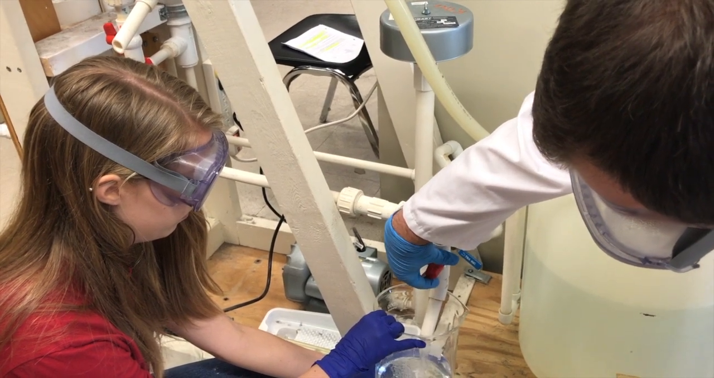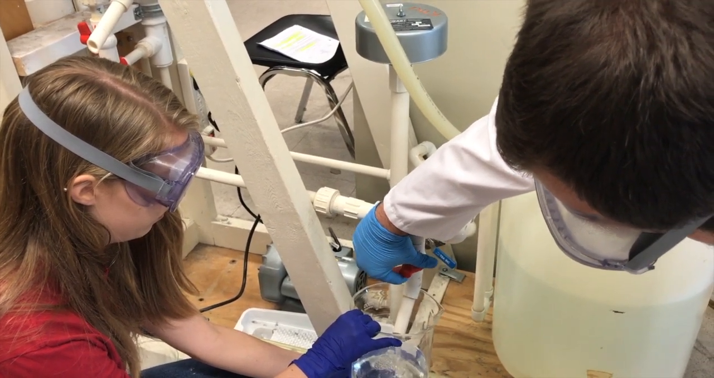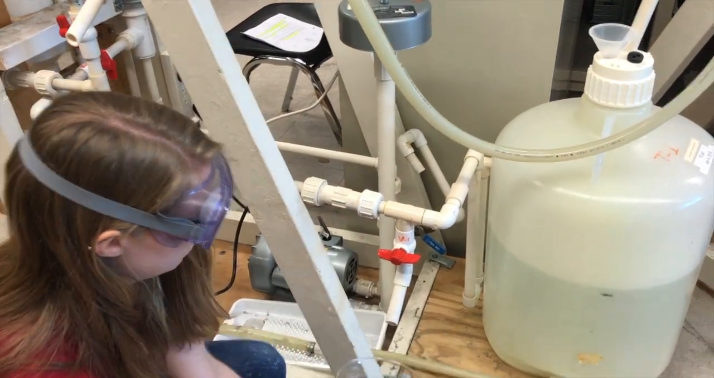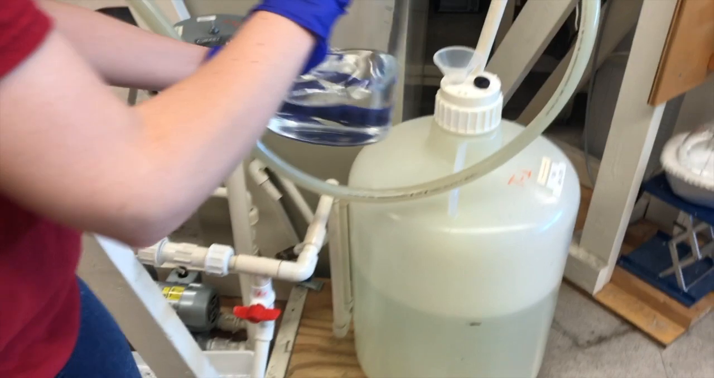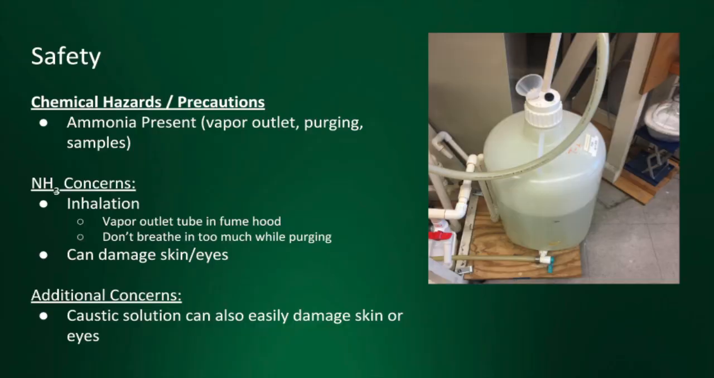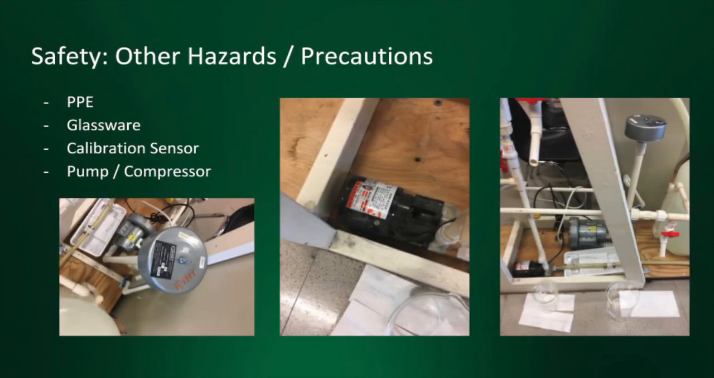Aside from being inhaled, ammonia can also easily damage one's skin or eyes, so it's important to ensure that you keep your PPE on throughout the duration of the experiment. In terms of other chemicals, the caustic solution used to analyze the samples can also be a significant hazard in the same manner, and it requires extreme caution while handling it. Further considerations include wearing personal protective equipment while performing this lab and handling all glassware and equipment such as the calibration sensor with care.